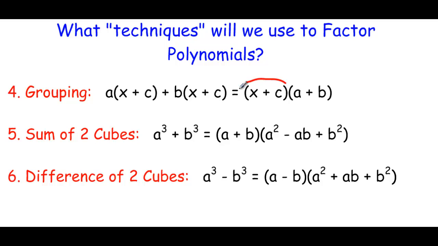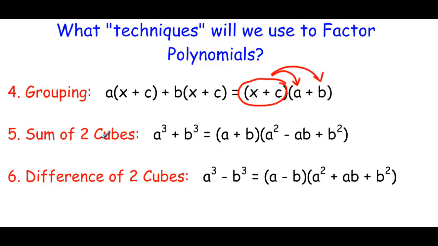What I mean by that is this is my GCF. If I distribute it back, this would give me a times x plus c, which is what I started with. If I distribute the whole thing to my second term, I get b times x plus c, which is what we started with. And that's a technique we're going to be using quite a bit.